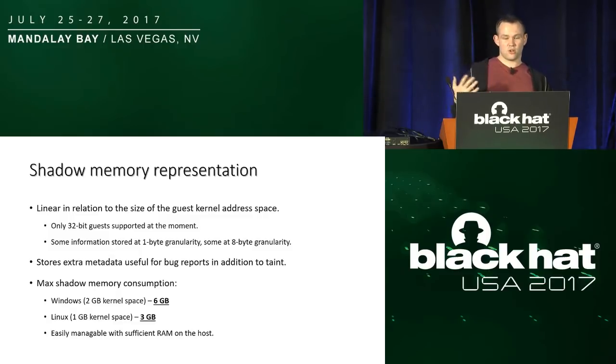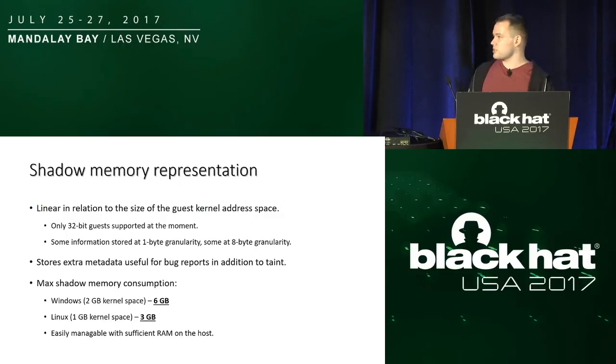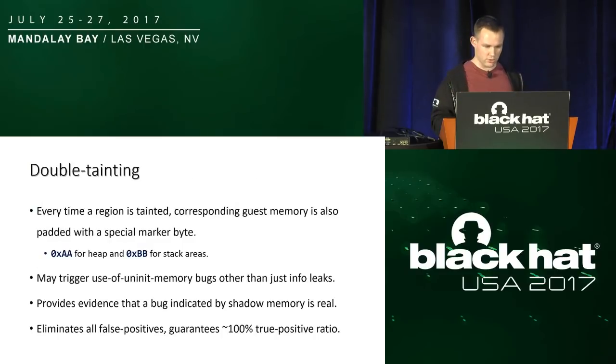So this shadow memory size is linear in relation to the size of the guest kernel address space. Currently, we only support 32-bit guests, but that shouldn't be really too hard to modify. And some of the information is stored at 1-byte granularity and some at 8-byte granularity. So right now, with my implementation, the size of the shadow memory is 3 times the size of the kernel address space. So we have 6 gigabytes of memory for a Windows guest and 3 gigabytes of memory for a Linux guest. So it can easily run on any host machine that has a reasonable amount of RAM memory.